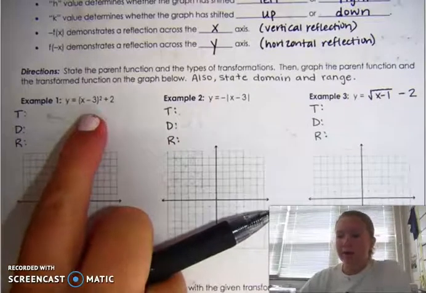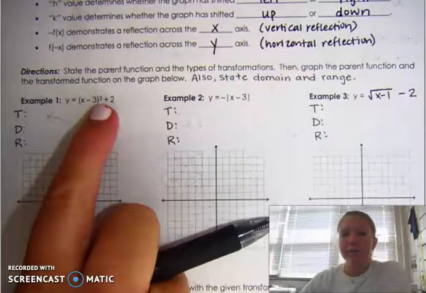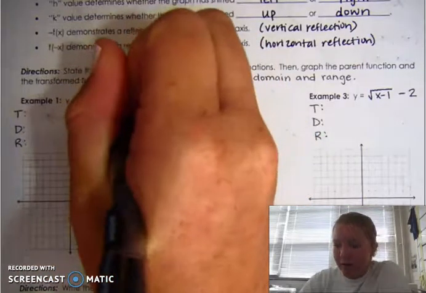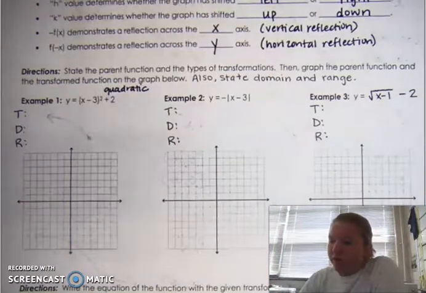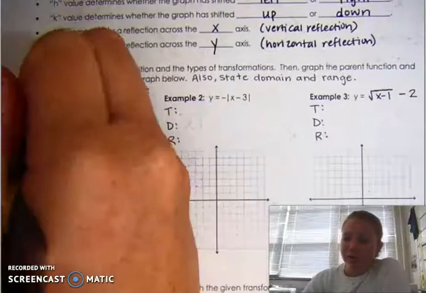We're looking at a quadratic, and that is because of this squared here. Okay, think back to the parent function of quadratics, it's x squared. So that's our key. It's a quadratic. We have two transformations. We're going to move right 3 and up 2.